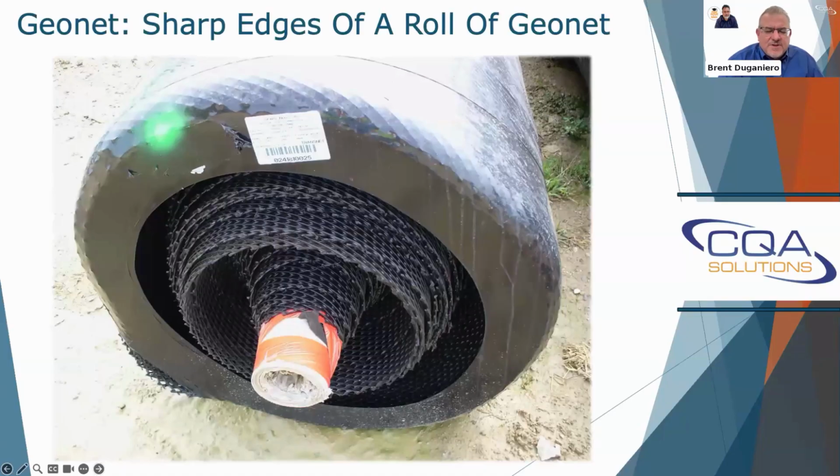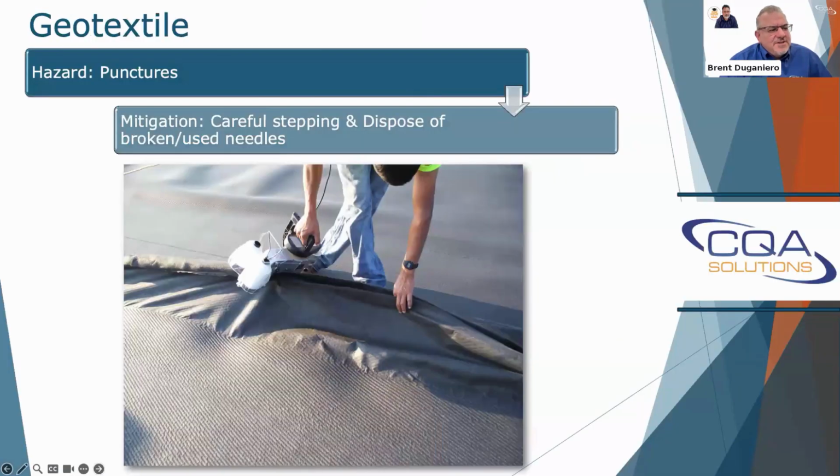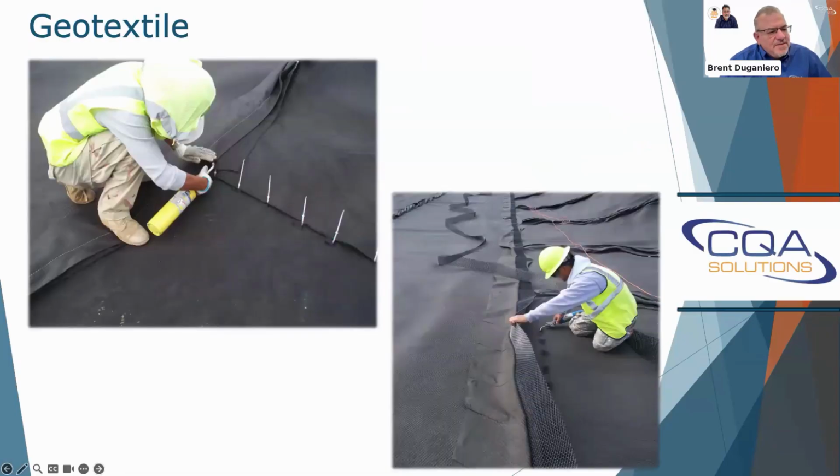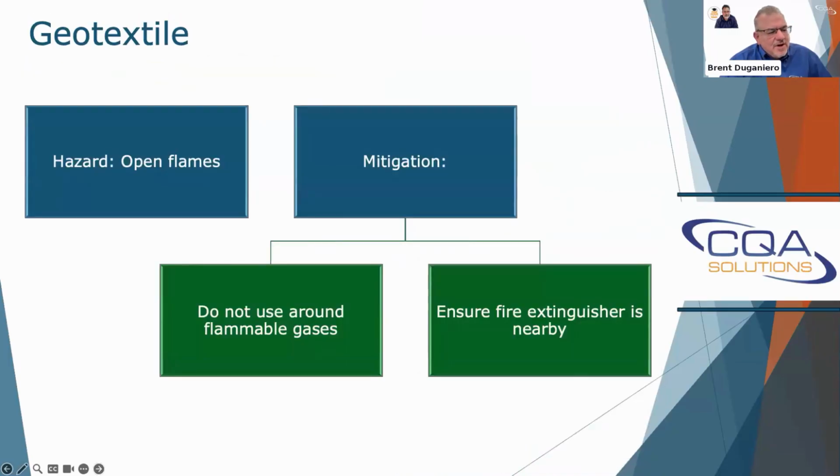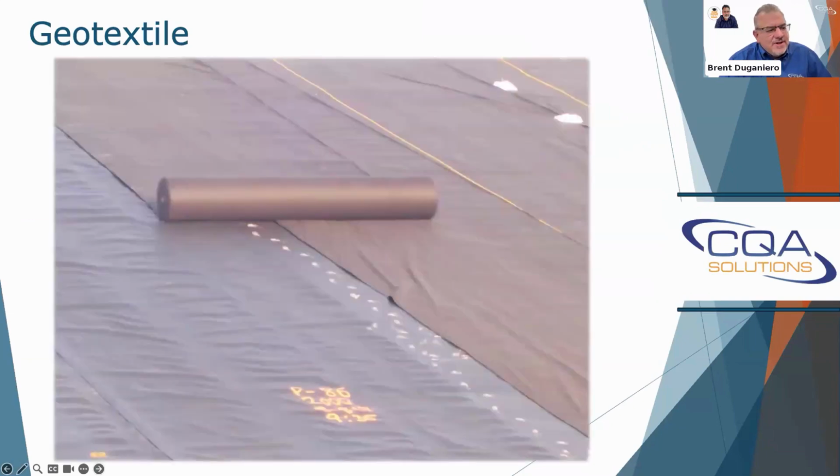Also, something most folks don't consider is the edges of the rolls of the GeoNet. That could be a sharp surface there as they're moving it around. Your geotextile, we're using needles, so we want to make sure we're disposing of them properly. With the cable ties on the geocomposite, we want to make sure that we're getting those tied properly. But back to the textile, we're using an open flame, so we want to be careful around any gases and make sure we have a fire extinguisher. Sometimes these rolls are free rolled down the slope, and you want to be very careful. That's just a practice that installers will commonly do.